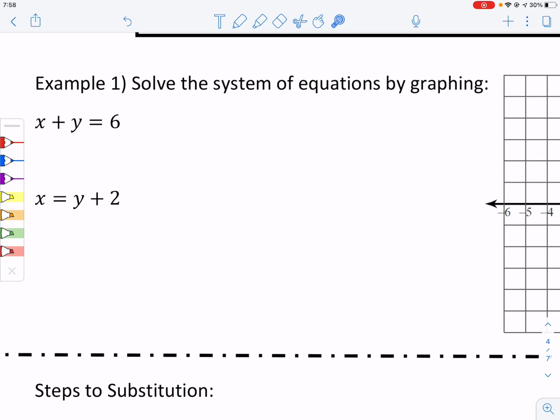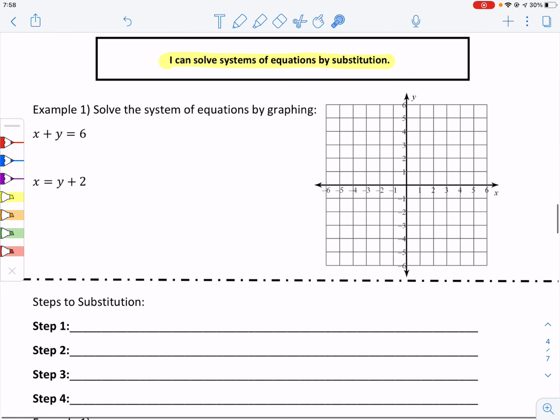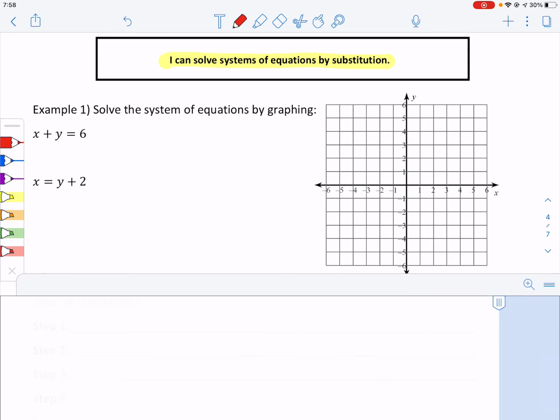We have 3 total methods that we will use. We have graphing, substitution, and elimination. We already did graphing, and we're going to do substitution today. So in this first example, we're going to remind ourselves how to solve equations using graphing.